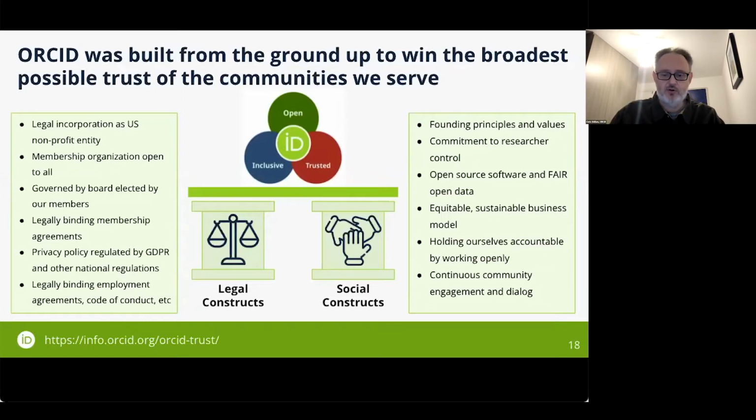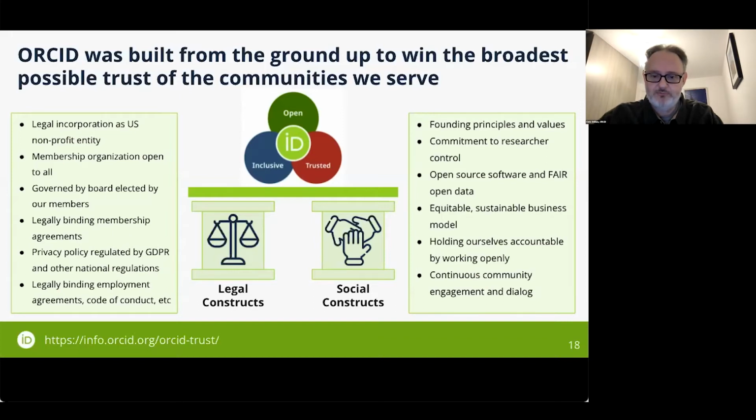our commitment to researcher control, which is absolute, that data only gets into an ORCID record or leaves an ORCID record if that's something the researcher chooses to happen, and they can remove data or even delete their record at any time. Our software is published open source. Our data is fair and open. We have an equitable business model where organizational members participate on an equal basis. And we're very serious about working transparently, working in public, and holding ourselves accountable to our community.